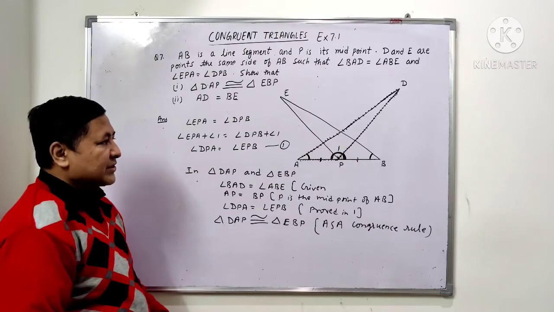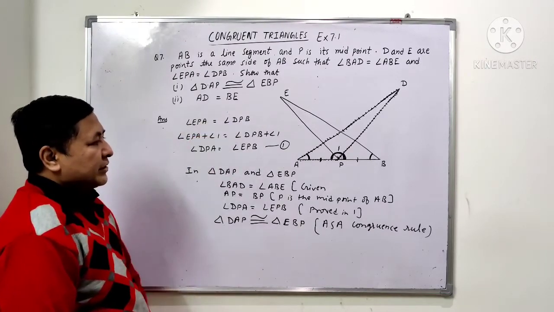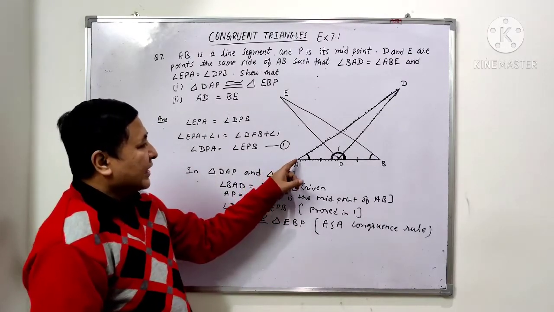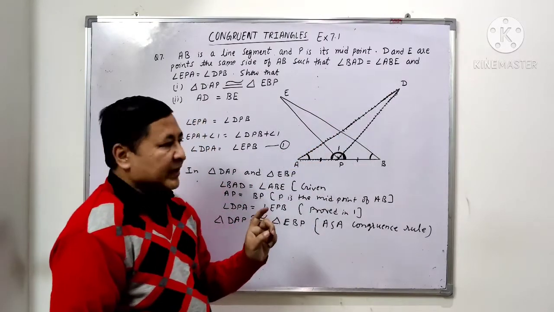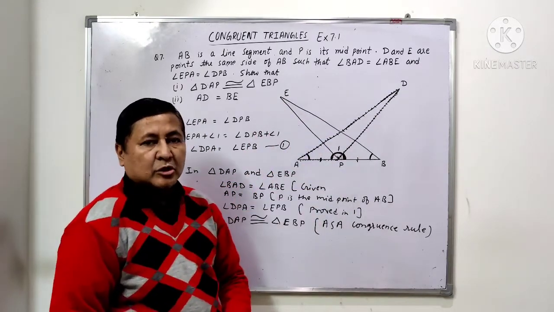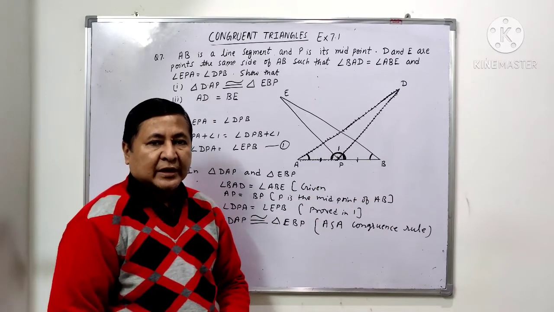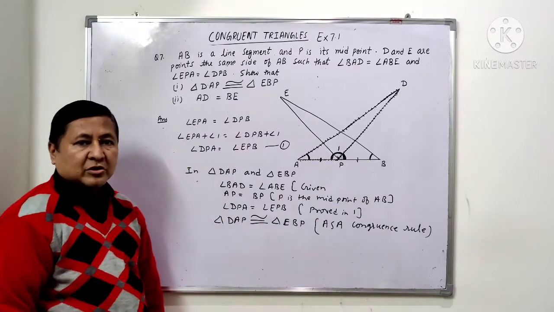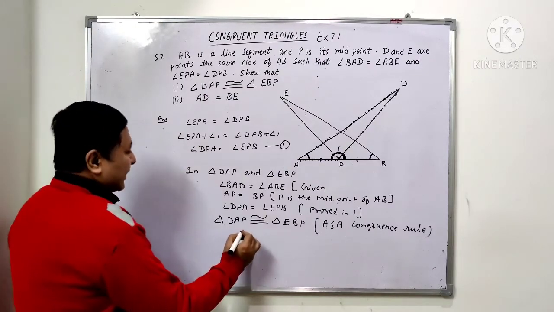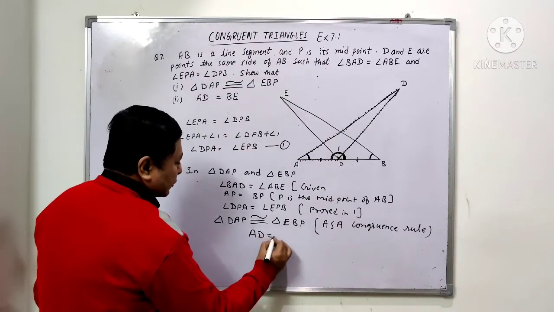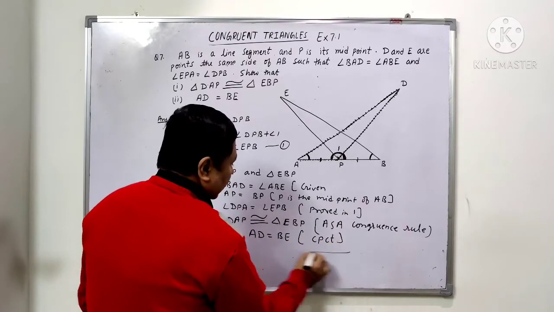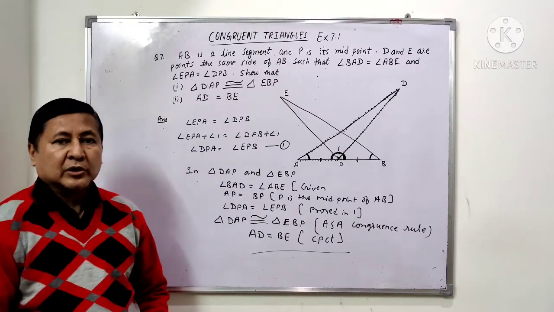Now AD and BE: we have already proved that these two triangles are congruent. Now I will take the sides, AD as one side and BE as another side. These two are corresponding sides of the congruent triangles, and we know that when two triangles are congruent, the corresponding parts of congruent triangles are equal. So we can directly write that AD is equal to BE, and the reason is corresponding parts of congruent triangles are equal.